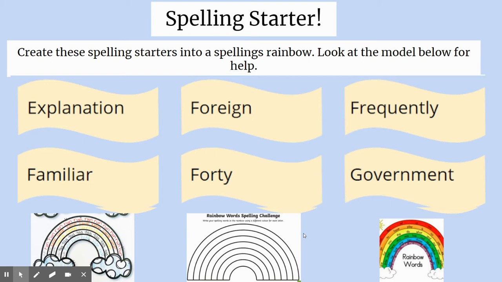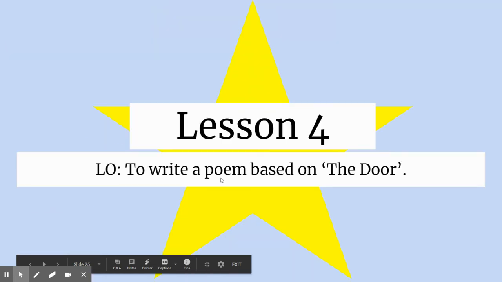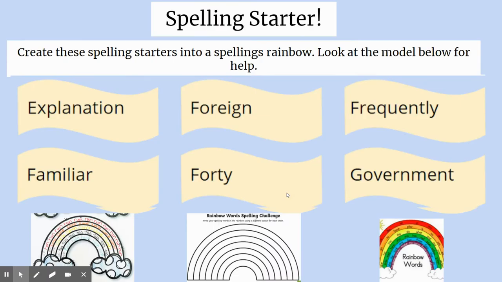Hello, ladies and gentlemen, and welcome back. You should have had a go at your spelling starter by now and written them down, having had a go at making your own rainbow words. We're now going to move on to lesson 4 today, where you are going to be writing a poem based on the model example called The Door.